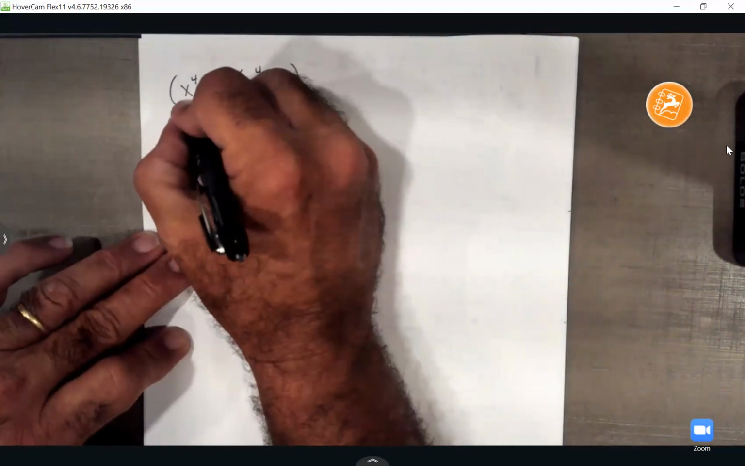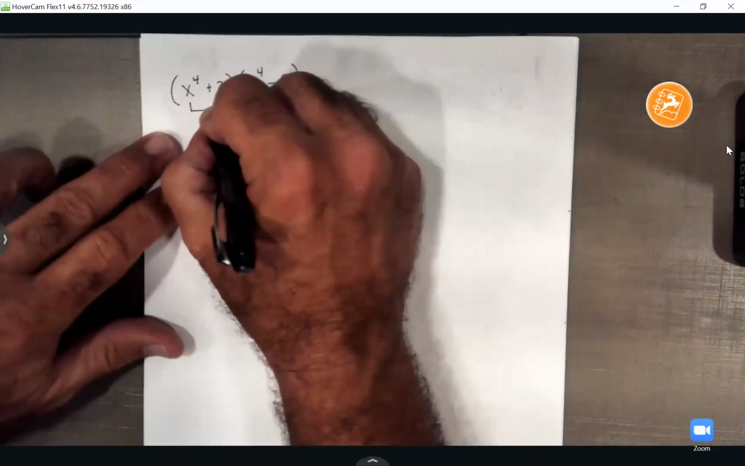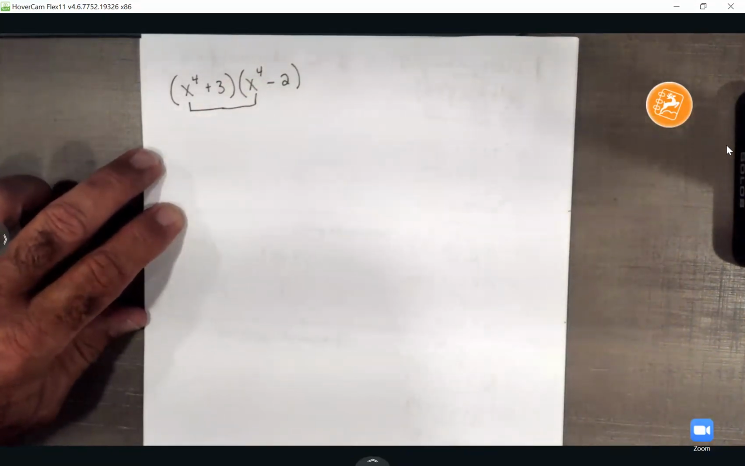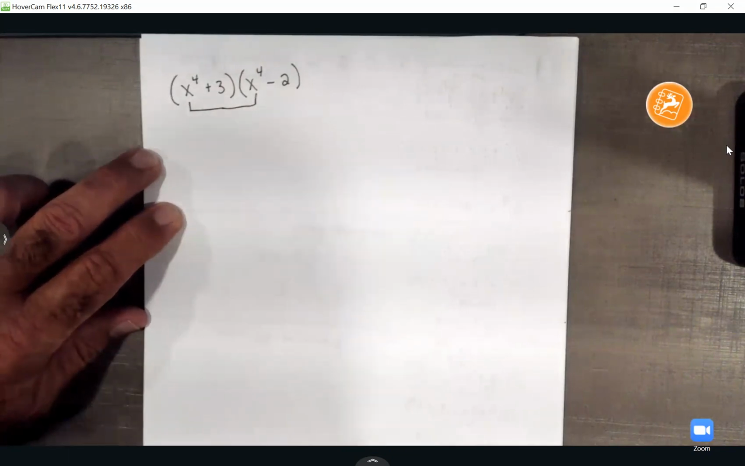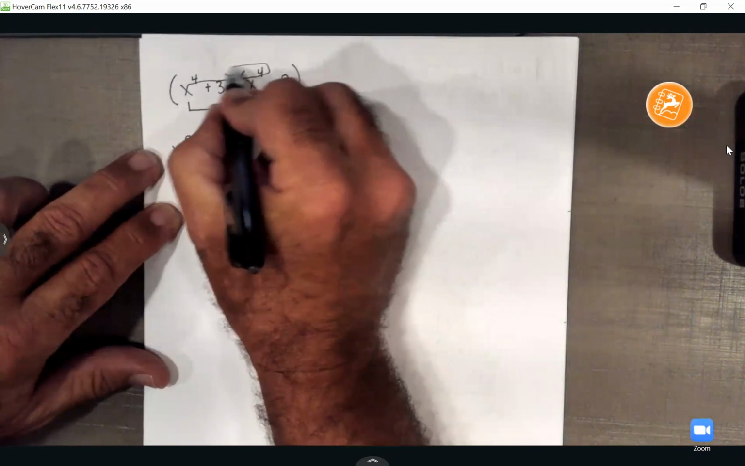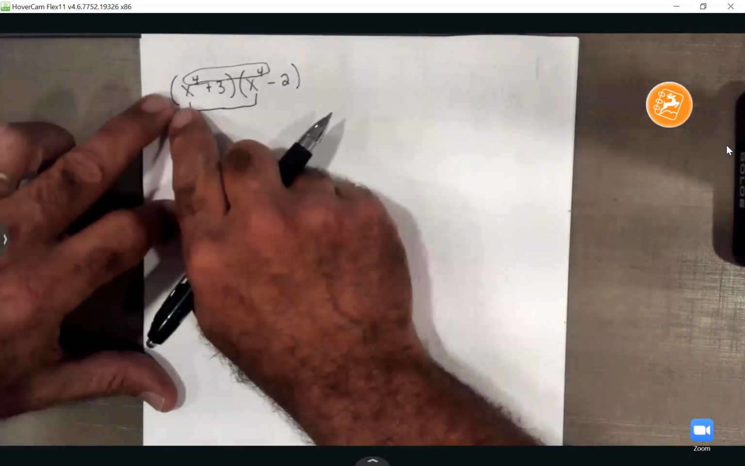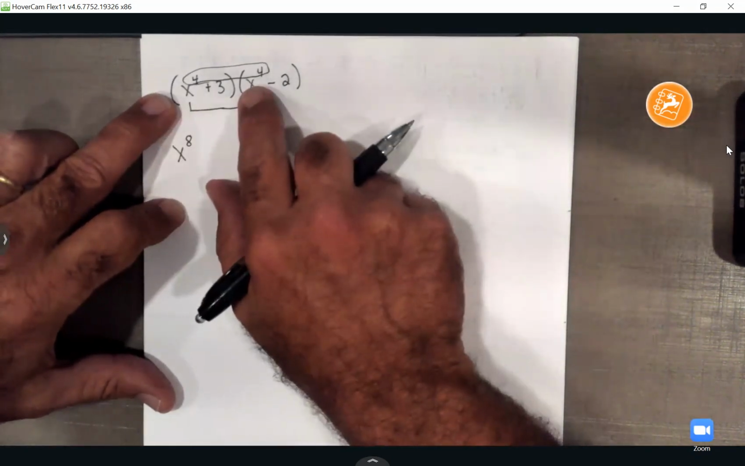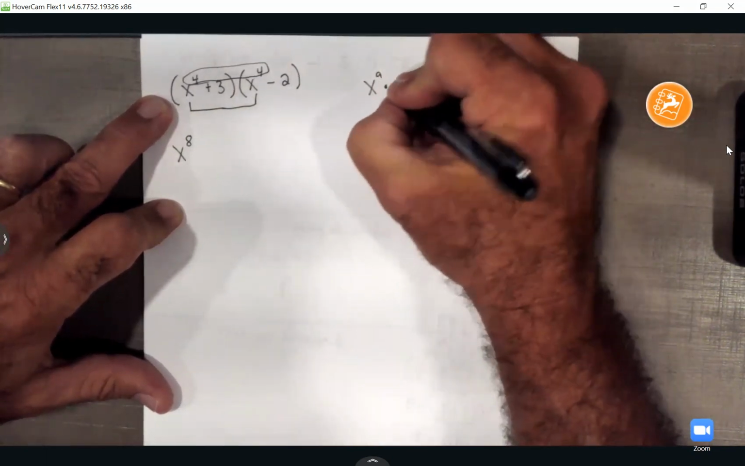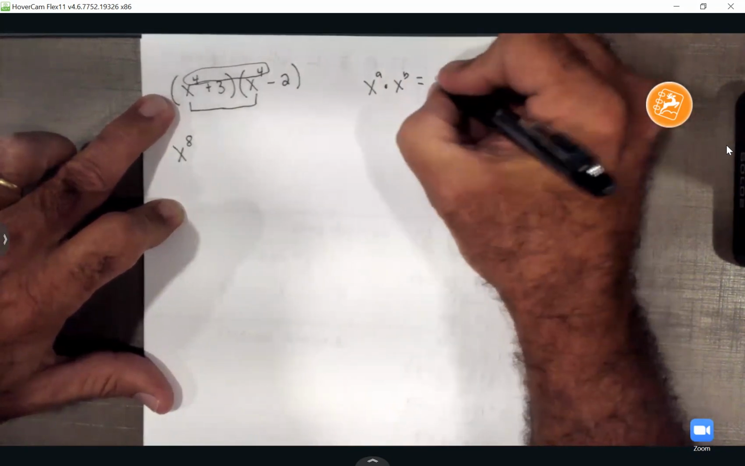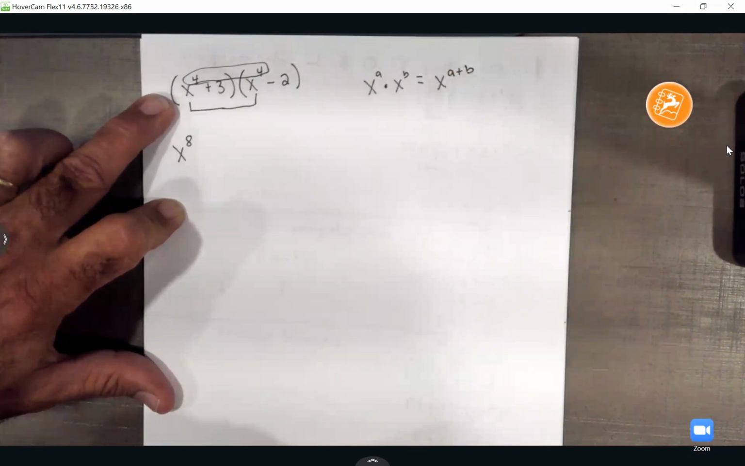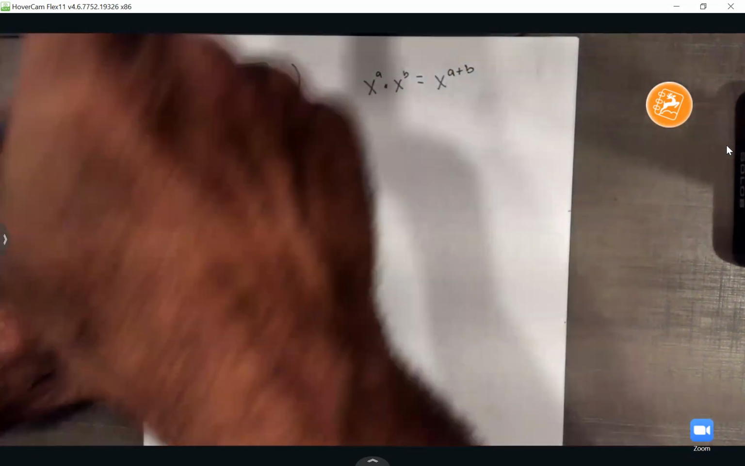So let's start with the x to the 4ths. What will I get when I multiply x to the 4 times x to the 4? X to the 8th. Remember the rule for multiplying variables: when you multiply x to the a times x to the b, that answer will be x to the a plus b. So add exponents on those.